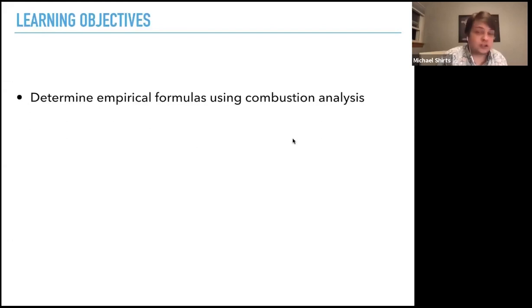Determining empirical formulas using combustion analysis. So combustion is an awfully useful thing to do. It really was the go-to experiment that you'd use in the 19th century. What's in here? I don't know. Let's burn it and find out.